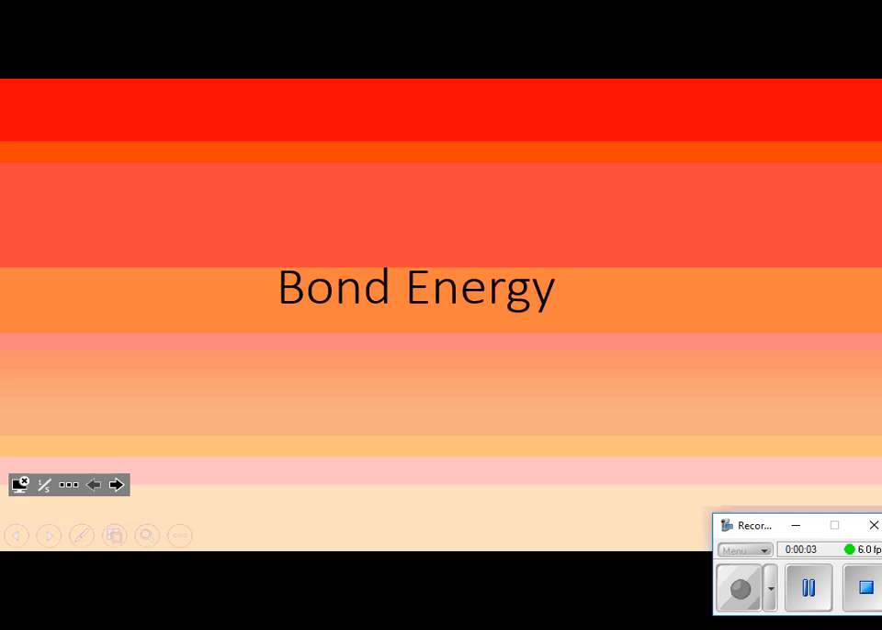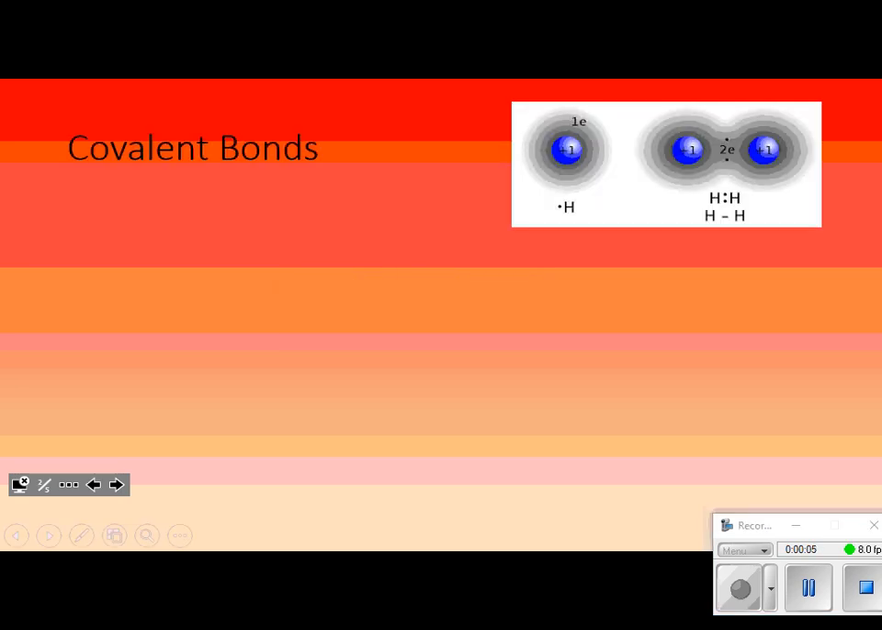Okay, so before we can get into how to calculate bond energy, I want to go over a little reminder dealing with bonds. And you're going to actually find that during the course of the notes today, there is some old material that you need to remember how to do in order to do these calculations as well.